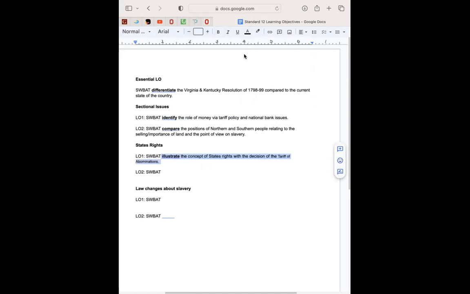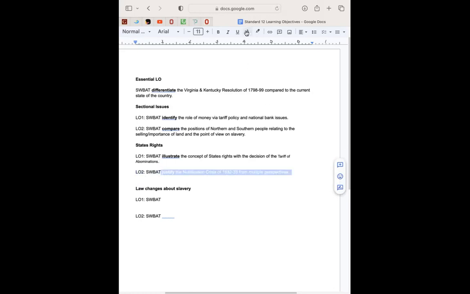So looking at this, I decided that we can start to build. I want to have students illustrate. So students will be able to illustrate the concept of states' rights with the decision of the tariff of abominations. So students obviously need to be able to understand what that is. So you're going to make sure that they get that. But at the end, you want them to illustrate the concepts that states' rights started to evolve into. And then same with the nullification crisis.